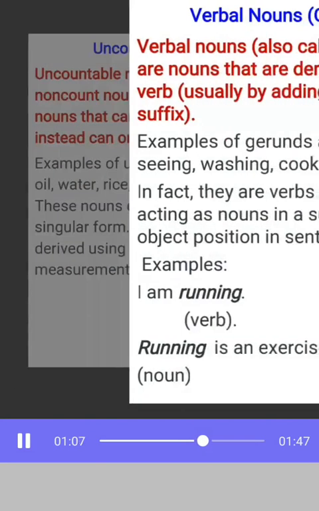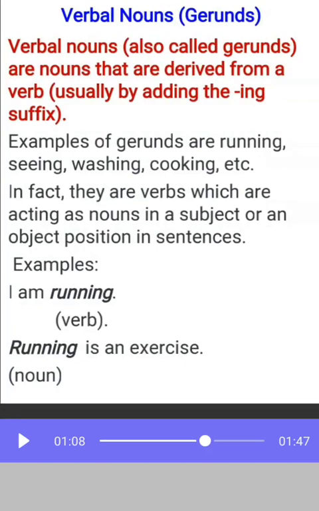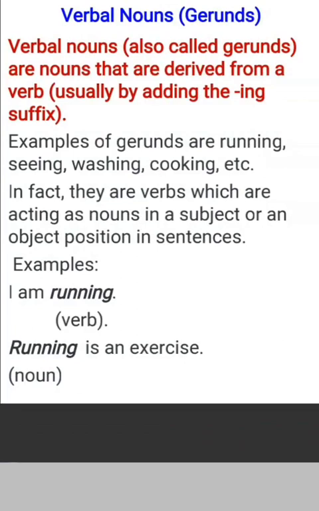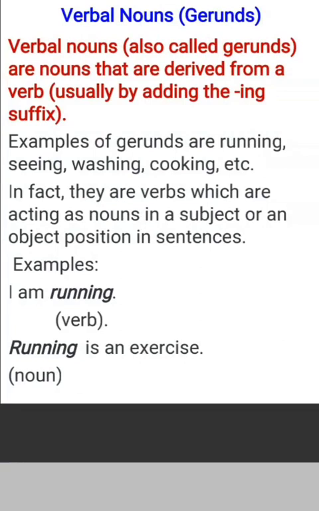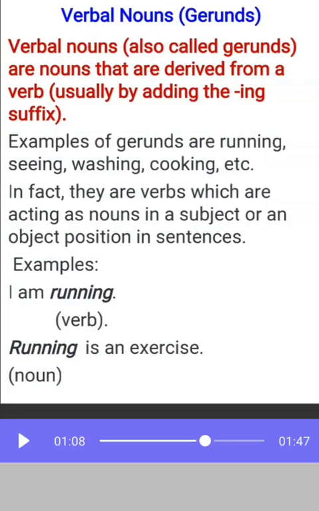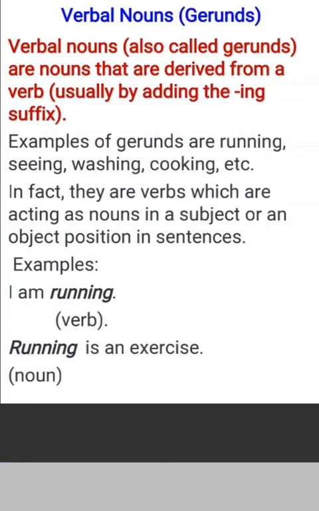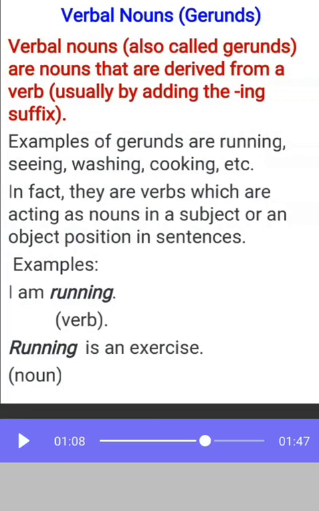Talking of verbal nouns. What do we mean by verbal nouns? Verbal nouns are also called gerunds. Let's archive that first. They are also called gerunds. But then, what do they mean? Verbal nouns, like the name suggests, are nouns that are derived from a verb, usually by adding the ing suffix. Yes. So when you have a verb and you add ing to the verb to form another word which acts as a noun in a sentence, then the noun is a verbal noun because it's derived from a verb.